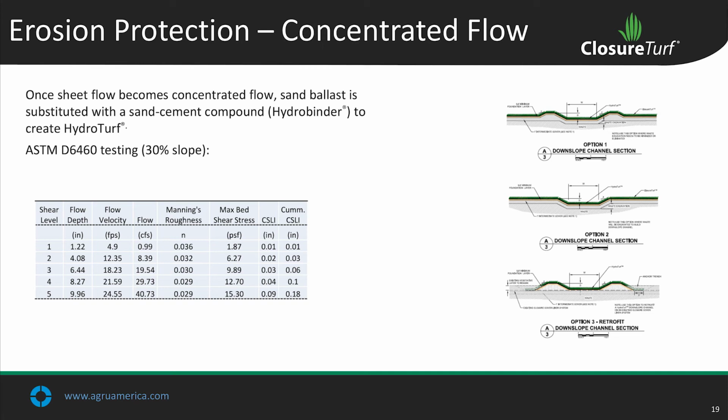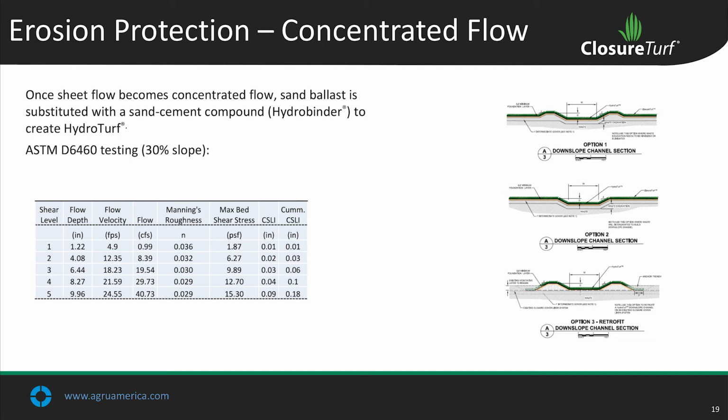It's very concentrated flow. This is a photo of my favorite site, Crazy Horse Landfill in California, with some HydroTurf lined downshoot channels carrying, in this particular location, about half of the site discharge. So once sheet flow becomes concentrated, that sand ballast has to be substituted with a sand cement compound, hydrobind, to create MicroDrain.